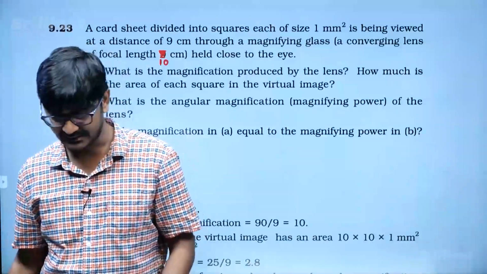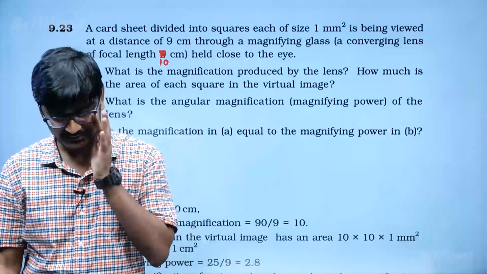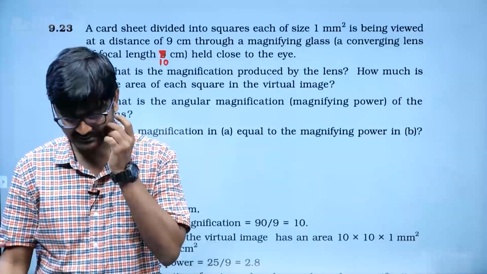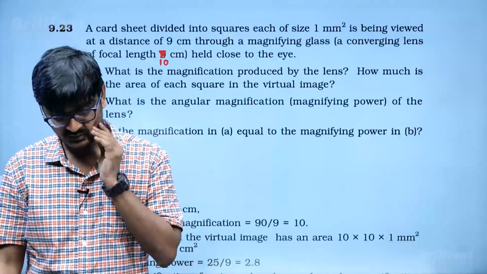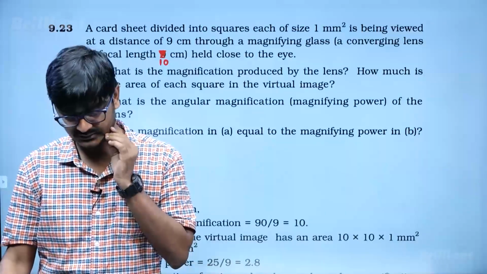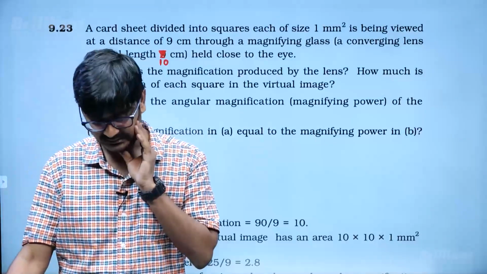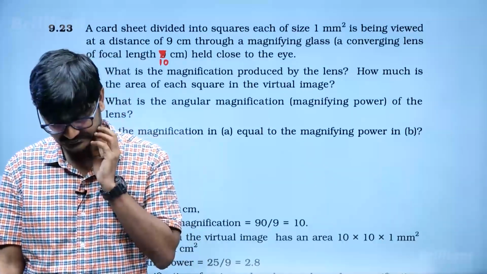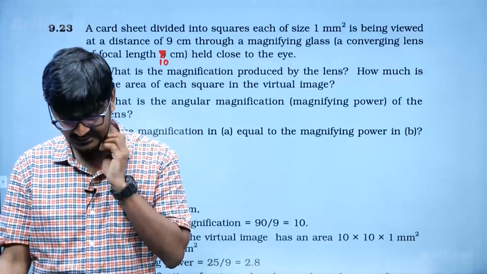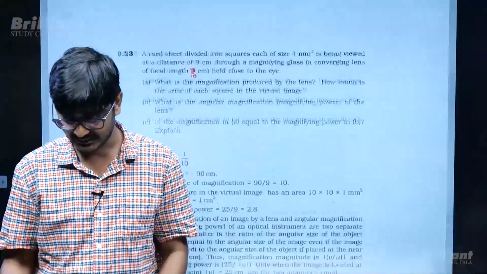A card sheet divided into squares, each of size 1 millimeter square, is being viewed at a distance 9 centimeter through a magnifying glass of focal length 10 centimeter held close to the eye. What is the magnification produced by the lens? How much is the area of the square in virtual image? What is the angular... so anyway, let us see what they are talking about.